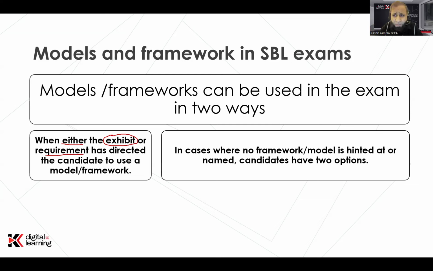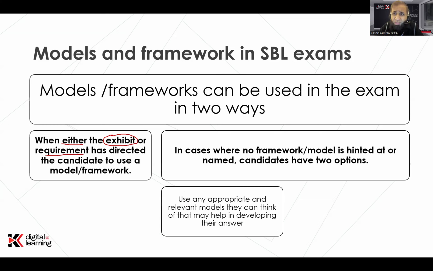When you read the requirement and you don't get any hint of a model, any name of a model, or when you read the exhibit and you don't find any hint of a model, any name of a model in the exhibit, then you have two options. Number one, use any appropriate and relevant model the students can think of that may help in developing their answer.